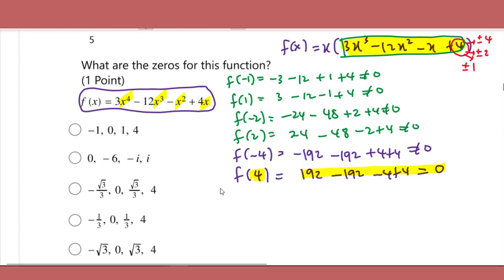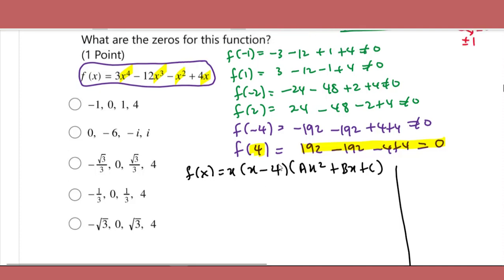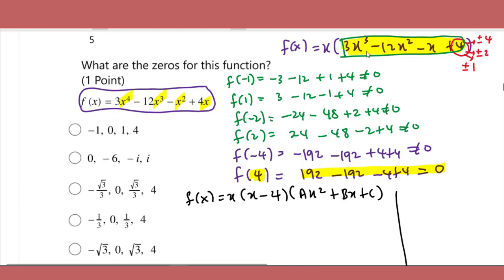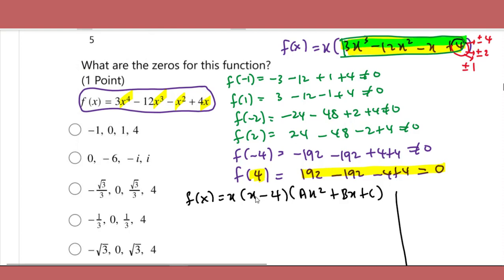You can write this as f(x) equals (x - 4) times another quadratic, ax^2 + bx + c. Compare coefficients to find a, b, c. You can get rid of the extra factor and just take this cubic part, comparing term by term.